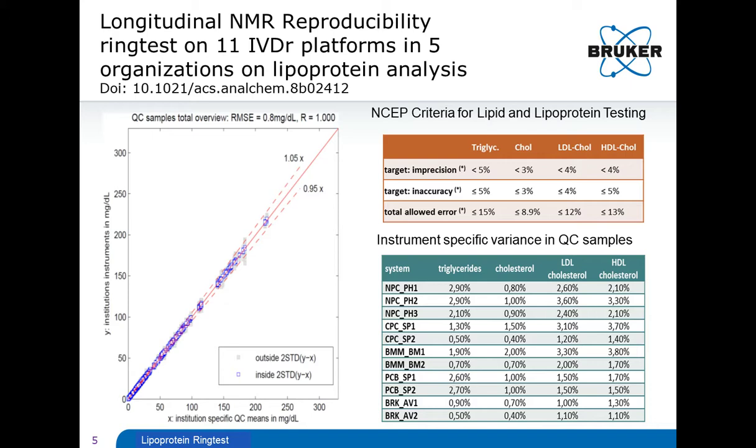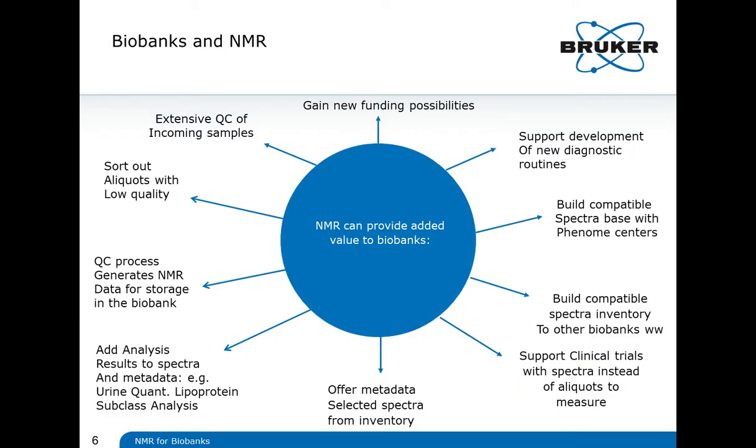So we can also say that with this performance, all these 11 instruments were able to meet better than the criteria set by the National Cardiovascular Education Program in the US, where you can see, for example, target imprecision, target inaccuracy, and also the total allowed error. This is with the brown bars, and if you look at the greenish ones, you can see the results of these 11 instruments, and all of them are clearly inside this level. So this is a clear proof for the performance of NMR.